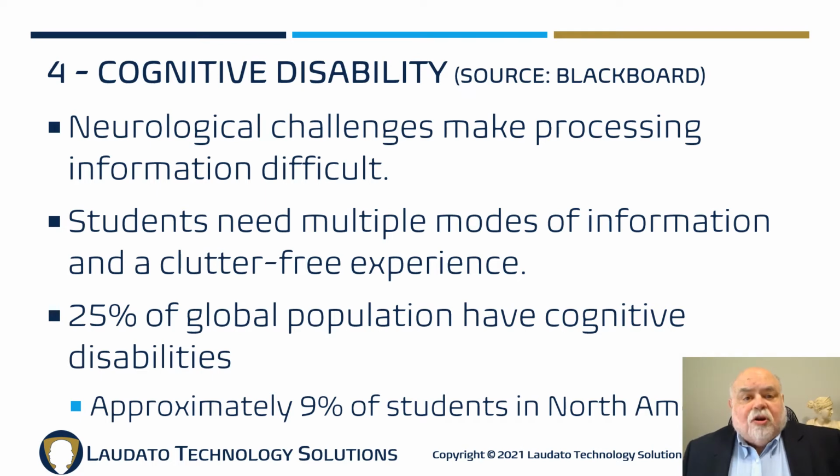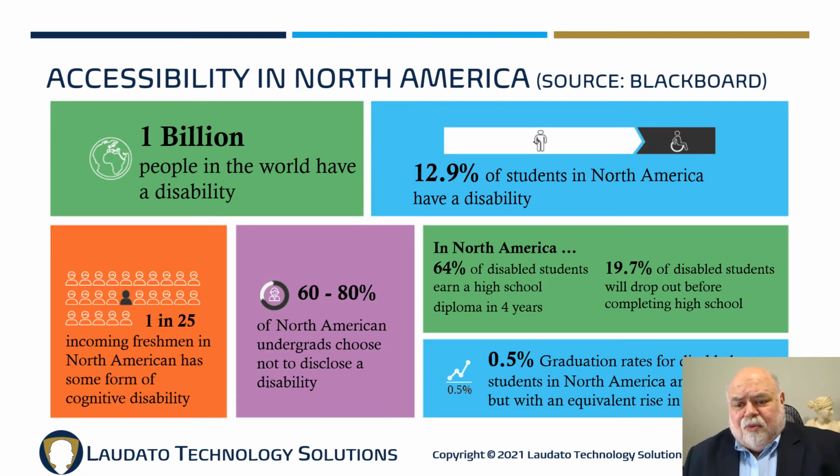And finally, there are cognitive disabilities that are neurological in source, and they make it challenging to understand and process information. What we need to do to address these issues is to provide people with multiple modes of information gathering and to clean up the interface and make it clutter free. About a quarter of the global population have some form of cognitive disability. That's a pretty impressive number, pretty big by what I would have guessed.